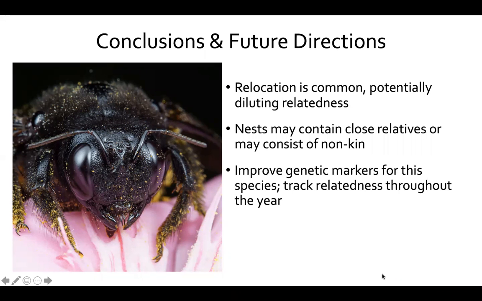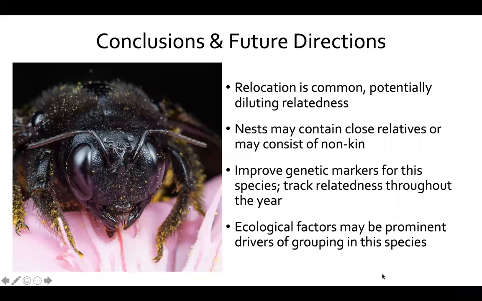We found variable patterns of relatedness across sampling years, suggesting that bees may nest either with close relatives or with non-relatives. And future work should examine how relatedness shifts throughout the year, particularly with the aid of genetic markers characterized for this species instead of related species.